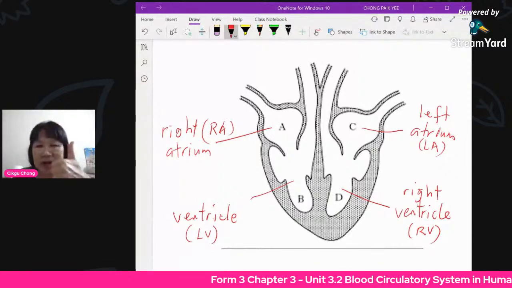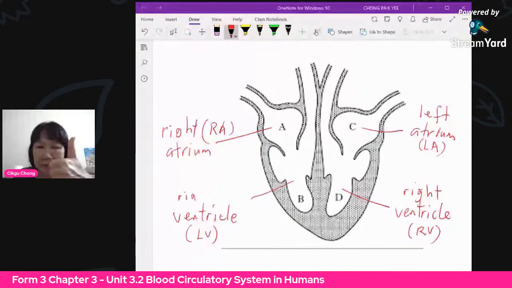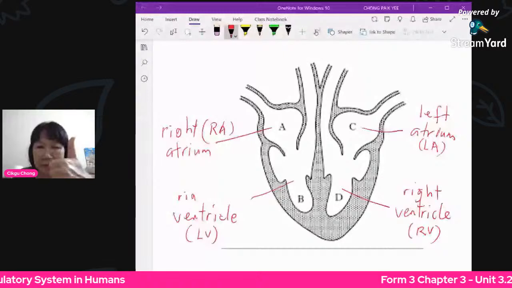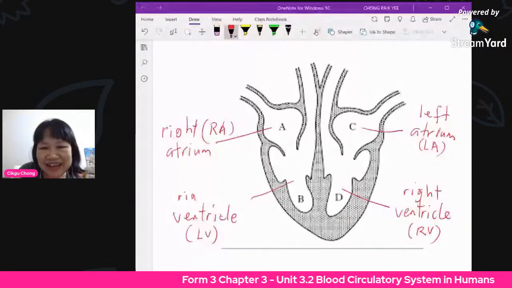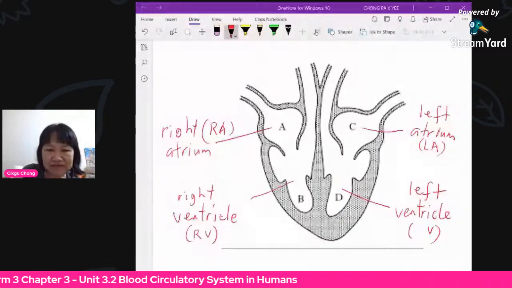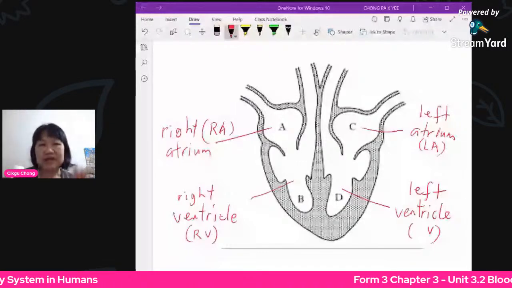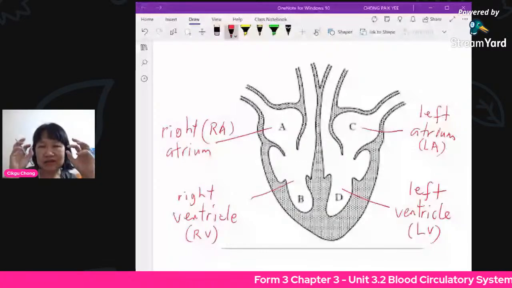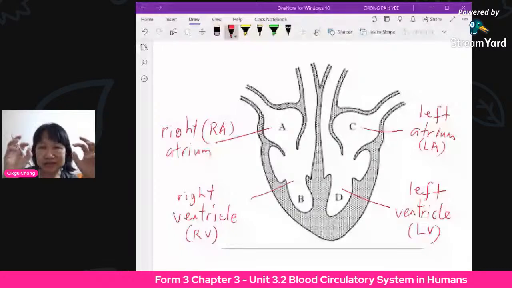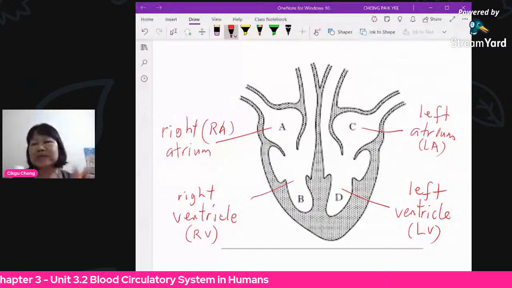So this is the right ventricle. All right. So sorry. Left ventricle. Okay, now clear. You must remember, atrium is for the small room, the small chamber. The ventricle is for the big one. The 4 major blood vessels. Okay, I made a mistake now.